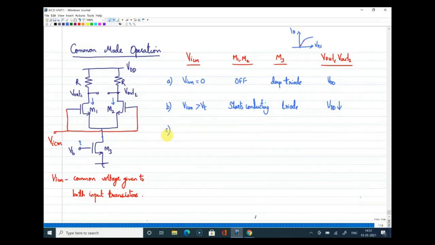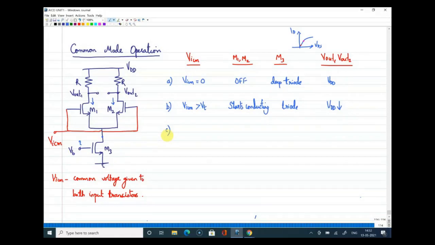Now, we are looking for a condition when all the three transistors are in saturation. All the three transistors should be in saturation because we want an amplifier. So the transistor should operate as an ideal current source or at least a practical current source. Now the question is, in order to keep all the three transistors in saturation, what should be the minimum common mode input voltage? Are you getting my question?